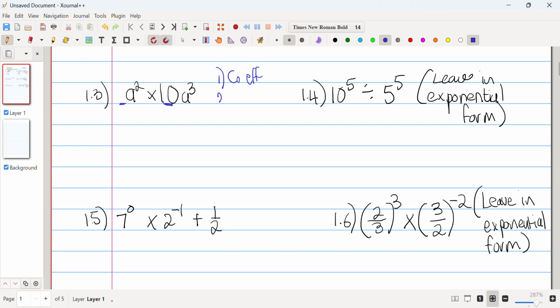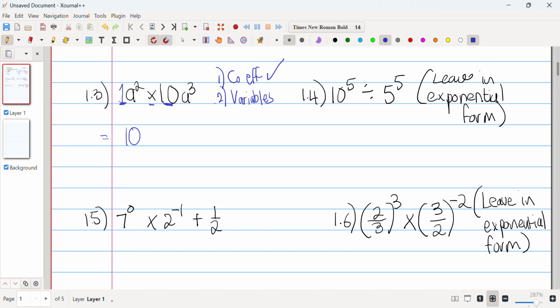And then step number 2 is we manage our variables correctly. And our variables are basically our letters with the exponents. So let's have a look over here. What's the coefficient of the a squared? There's an imaginary 1. And the coefficient here is 10. So let's manage that together. We are timesing, so it's going to be 1 times 10 is equal to 10. And then step 1 is done.